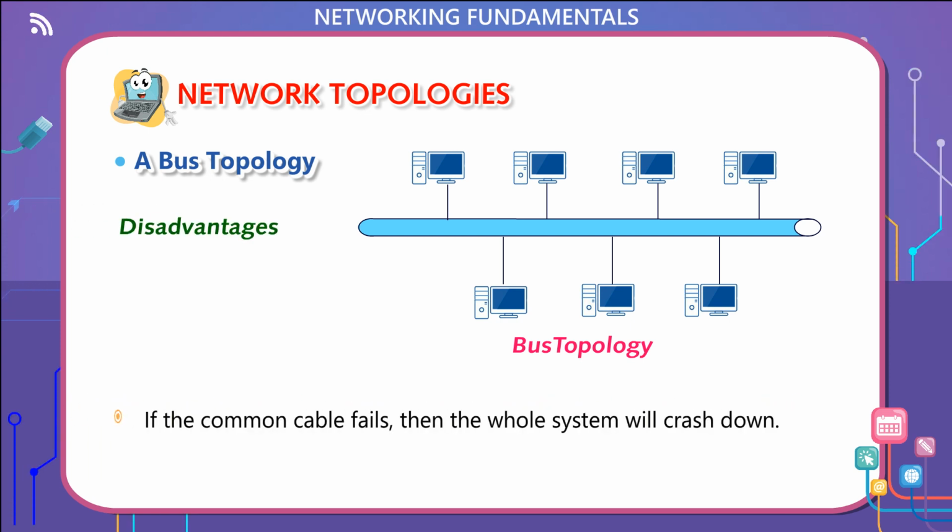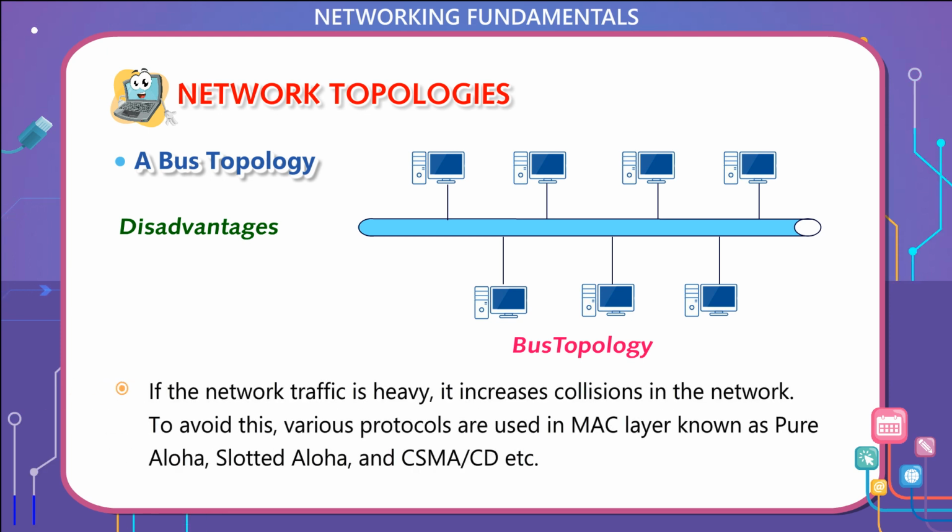Disadvantages. If the common cable fails, then the whole system will crash down. If the network traffic is heavy, it increases collisions in the network. To avoid this, various protocols are used in the MAC layer, known as Pure Aloha, Slotted Aloha, and CSMA/CD, etc.